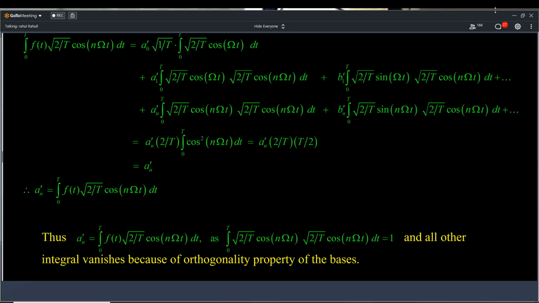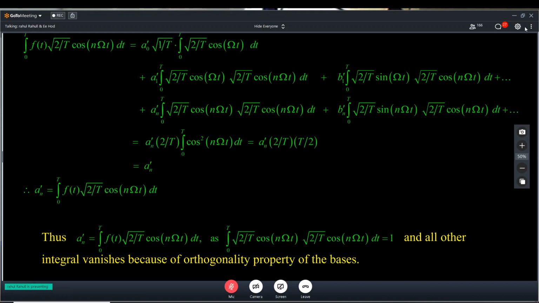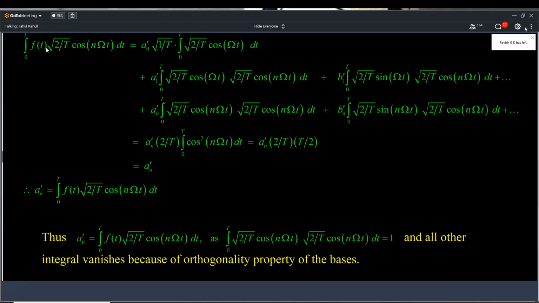This is basically how you are projecting it, and you are getting the same thing, that is f of t. Both sides of the equation, the basic Fourier series representation, the left-hand side and right-hand side, have been multiplied by the normalized base under root of 2 by T cosine of n omega t and integrated, using the orthogonal properties. That's why an dash will be evaluated to f of t under root of 2 by T cosine of n omega t. So what exactly are you doing here? You are taking the projection.